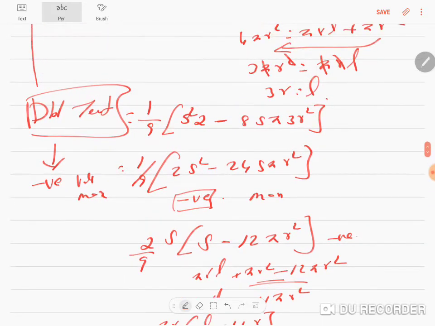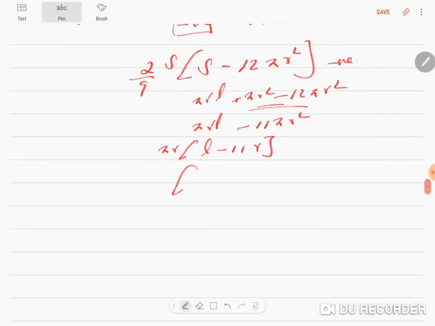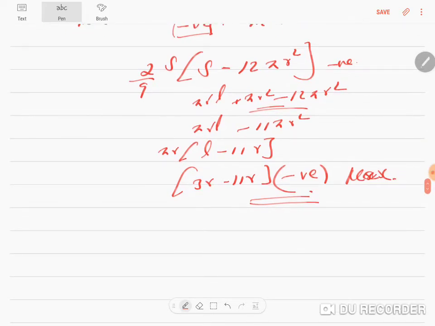And you know the ratio between L and r, L is 3 times r. So L is 3 times r, 3r minus 11r, thus the answer is negative. See, thus the answer found is only maxima. The sum that you did was for maxima. Okay, this is one sum.